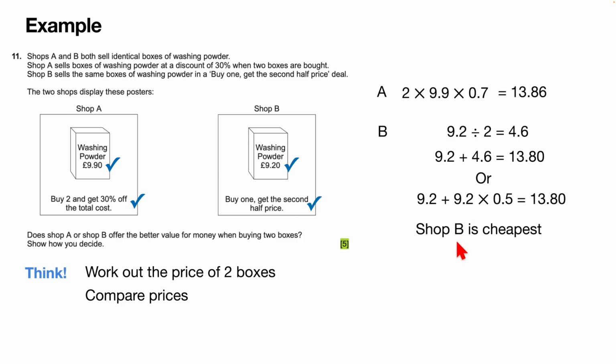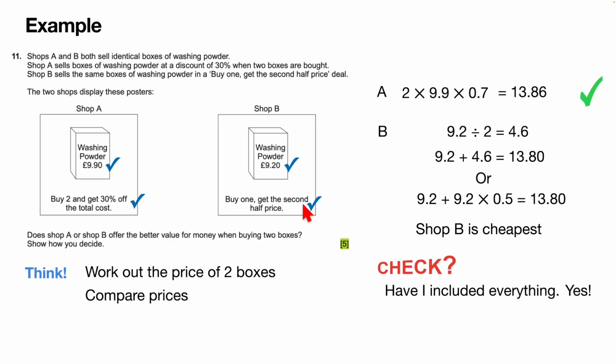Okay, shop B is the cheapest by 6p. I could go to the closest shop. I only save 6p, really. It's hardly worth it. But anyway, that's the question. Let's have a quick check. Have I included everything? Washing powder $9.99, 30% off. Yes. Washing powder 9.2, half price off. Yep, I've included everything. They can throw in a few wobblies, so always check you've included everything.